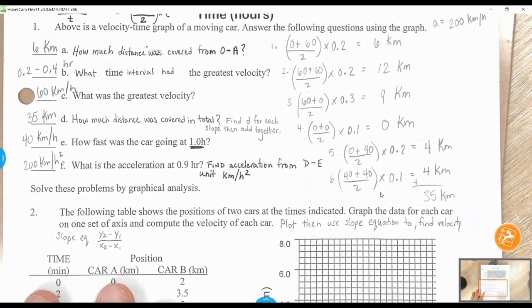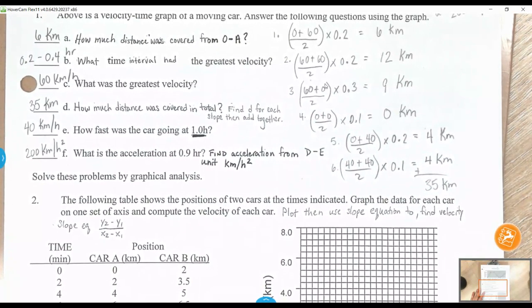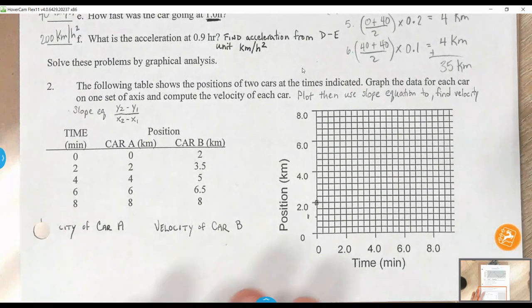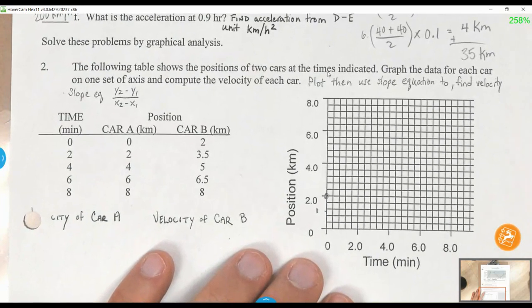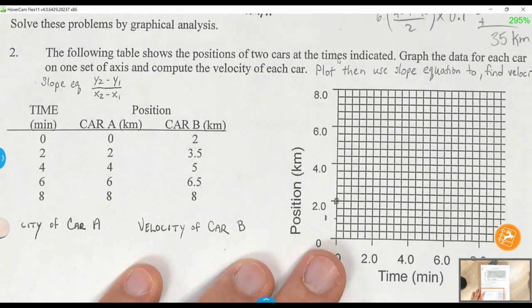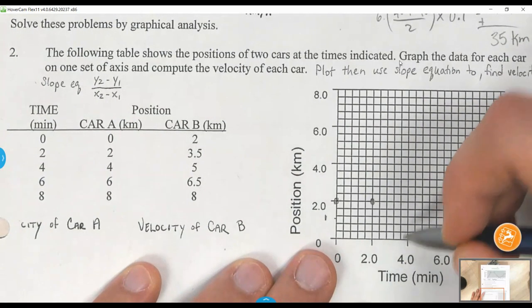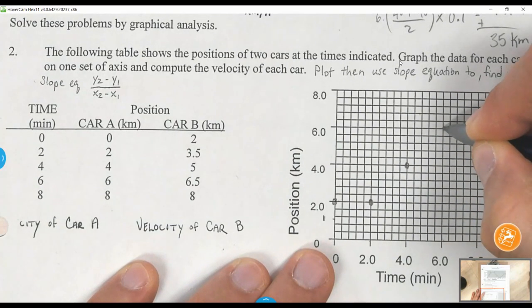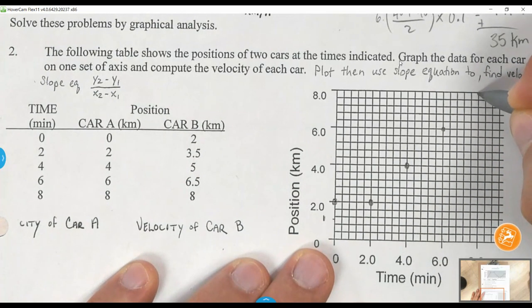All right, and now you're going to plot. We have two cars here, so you're going to plot those positions. So you can start with car A and draw in all the information that it's going to tell us. So for car A, at 0 time, we're at 0. At 2, we're at 2. At 4, we're at 4. At 6, we are at 6. And at 8, we are at 8.